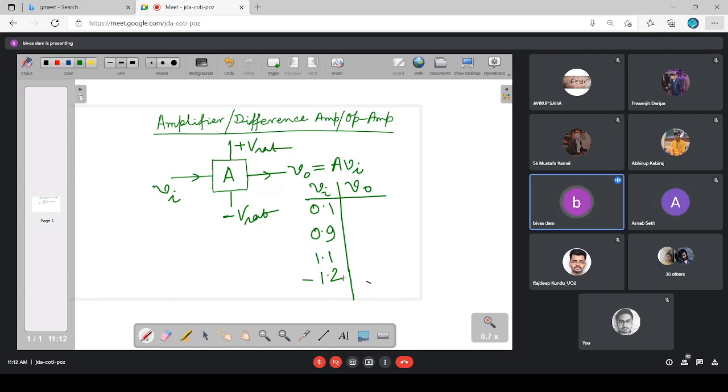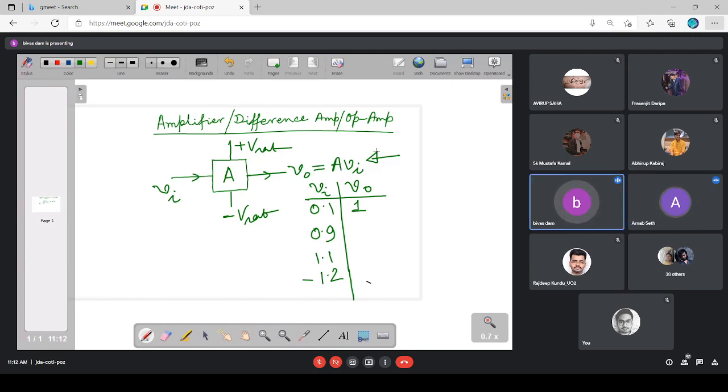1.1 volt. And what will be the actual output? 1 volt. For 0.9 volt input, what is the required output as per my equation? 9 volt.